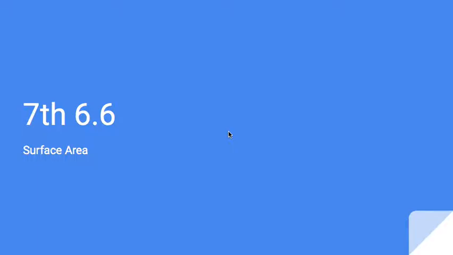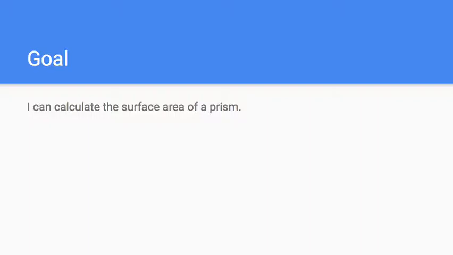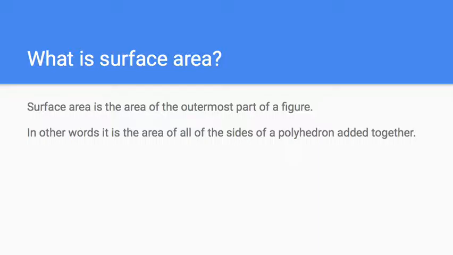Grade, lesson 6.6, and today we're going to be looking at surface area. And our goal is, I can calculate the surface area of a prism. Now, to know what surface area is: the area of the outermost part of a figure. In other words, it's the area of all the sides of a polyhedron added together.